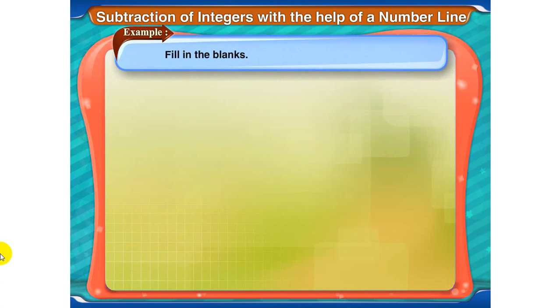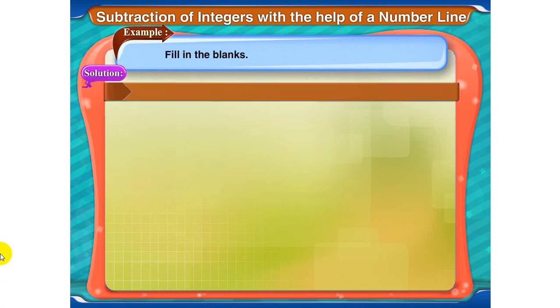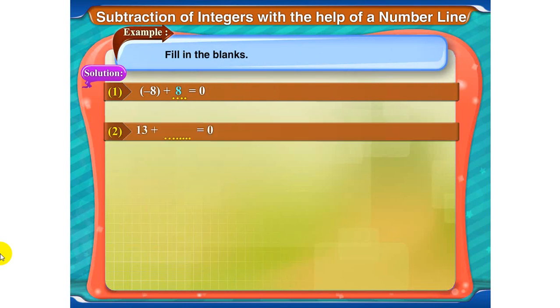Example. Fill in the blanks. Solution. 1. Minus 8 plus dash is equal to 0. Minus 8 plus 8 is equal to 0. 2. 13 plus dash is equal to 0. 13 plus minus 13 is equal to 0.